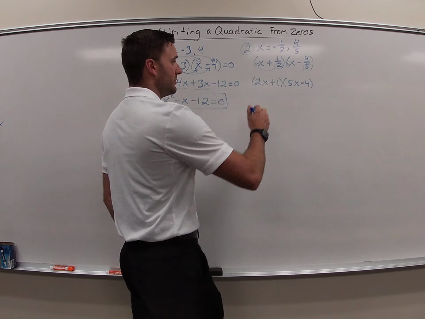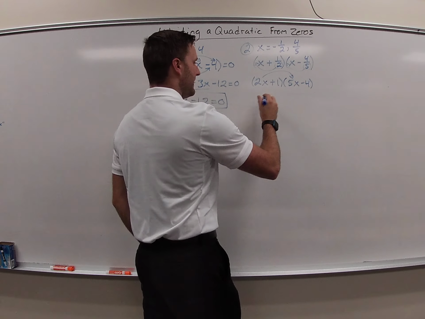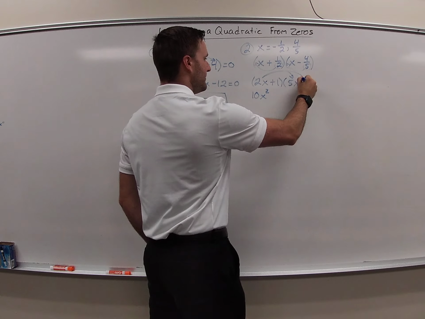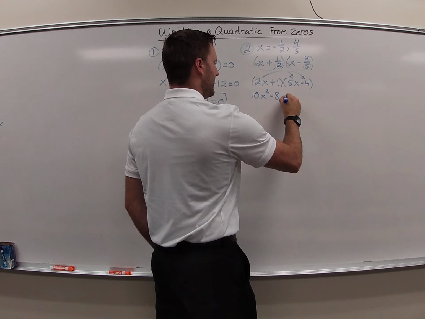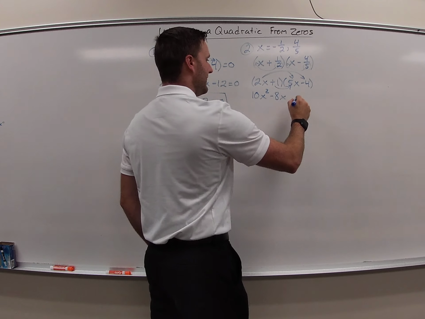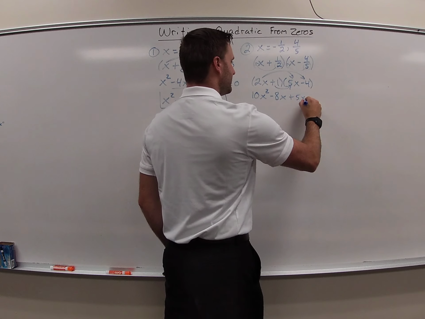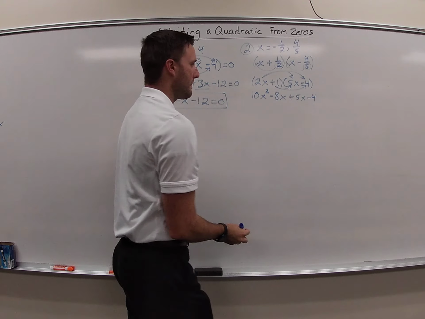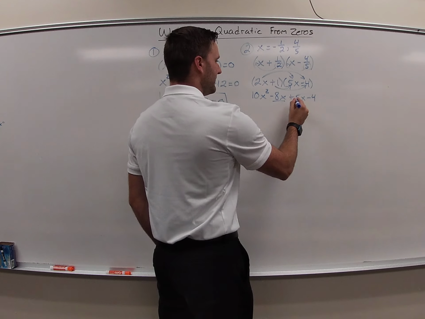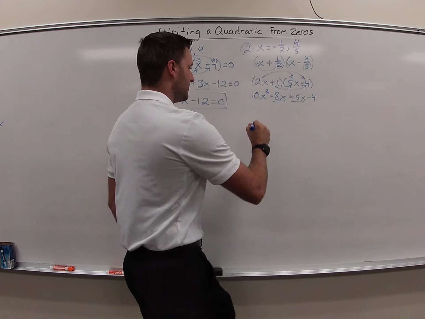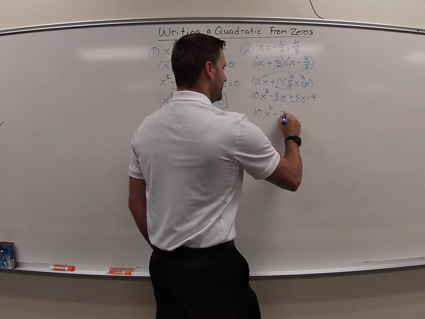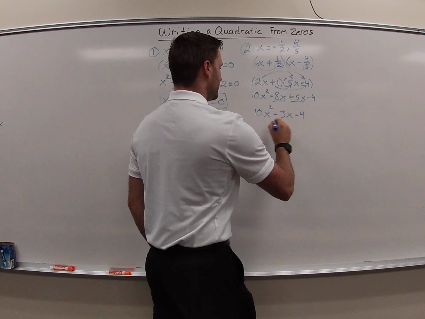Now we just need to distribute like before. So 2x times 5x is 10x squared. 2x times -4 would be -8x. 1 times 5x is going to be +5x. And then 1 times -4 would be -4. Now I have a -8x and a +5x, so when I combine those together, I get -3x and then minus 4.